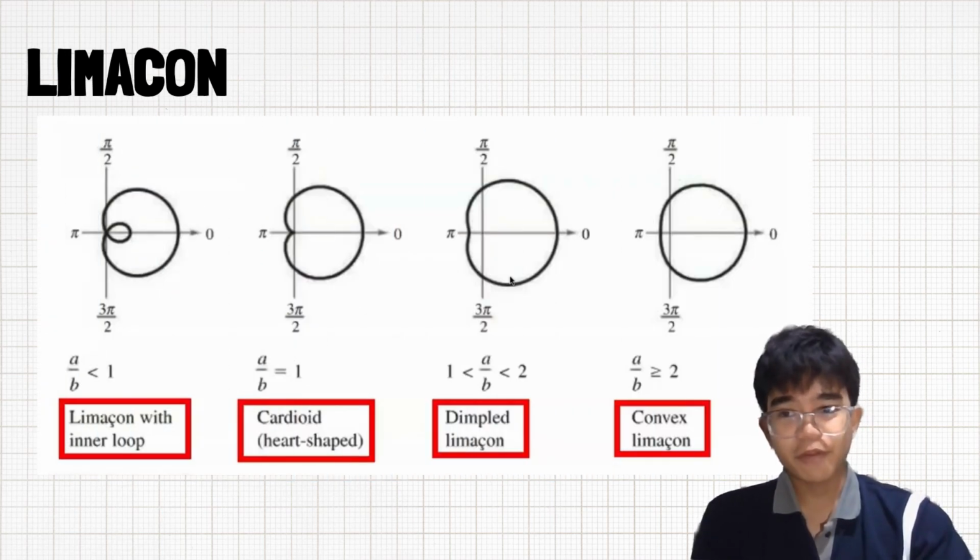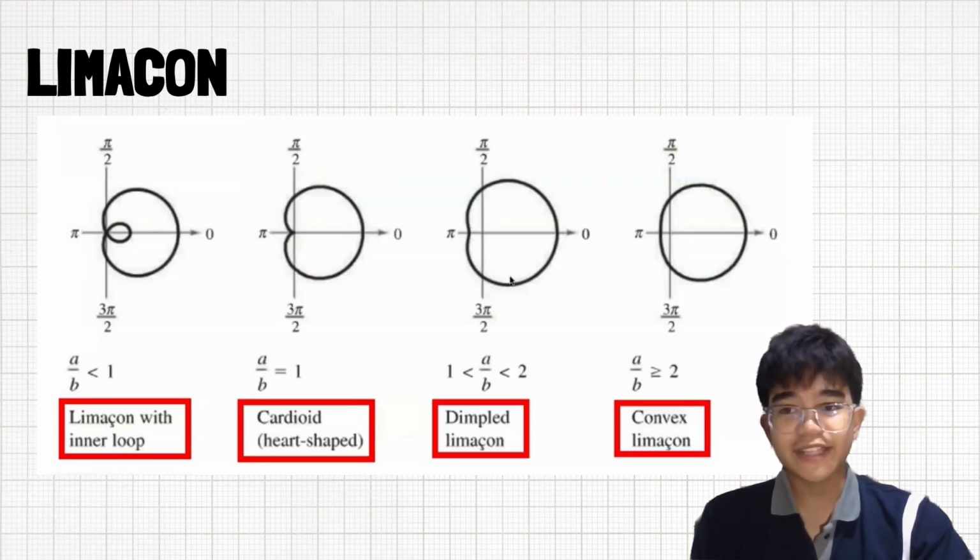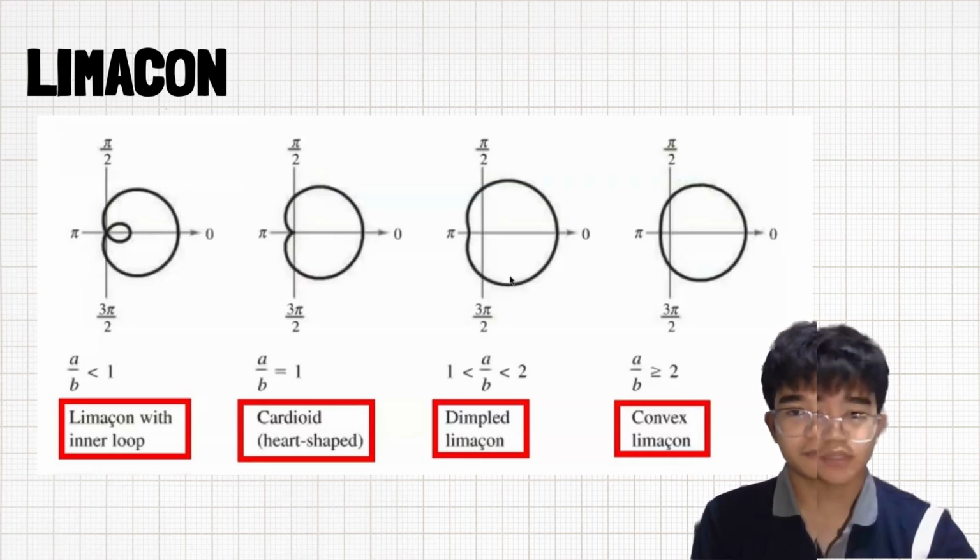Limacon. The shape of a limacon defined by the equation r is equal to a plus or minus b cosine theta or sine theta is determined by the ratio b over a. If the ratio is less than 1, the curve forms an inner loop. When the ratio equals 1, it creates a heart-shaped cardioid. A ratio between 1 and 2 results in a dimpled limacon which lacks a loop but has a flattened side, while a ratio of 2 or greater produces a convex limacon that appears almost circular.